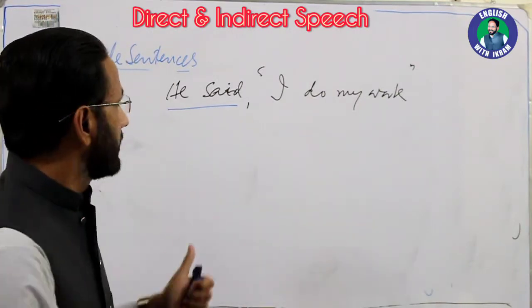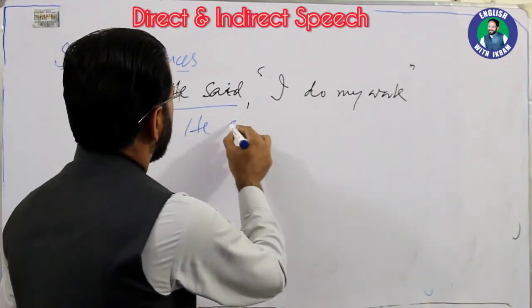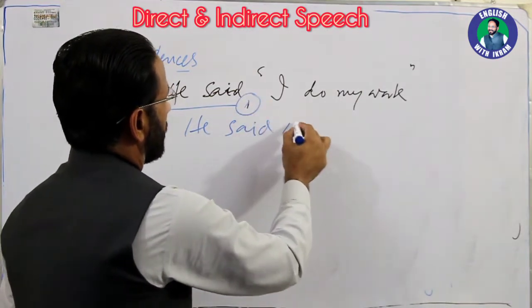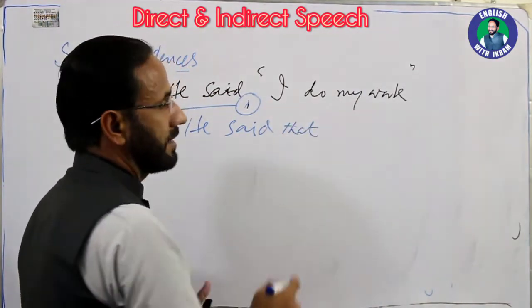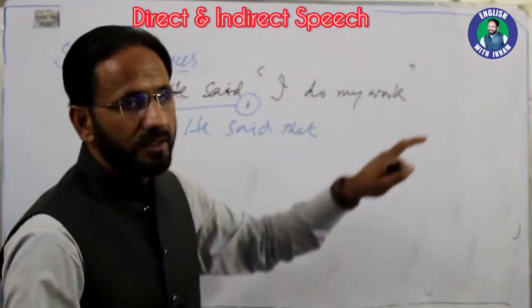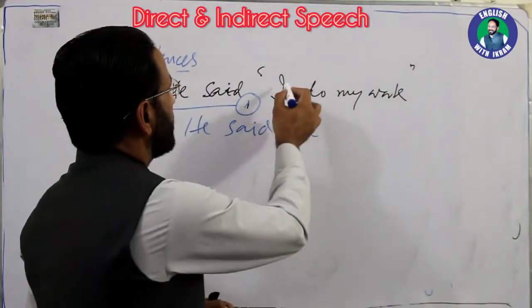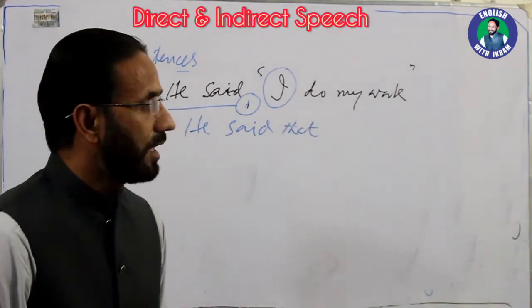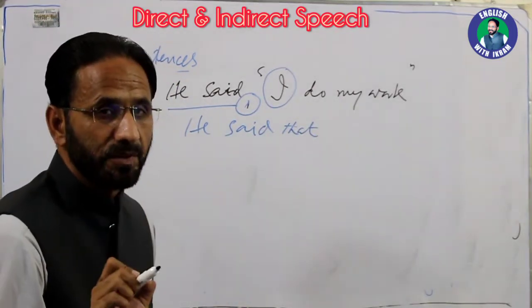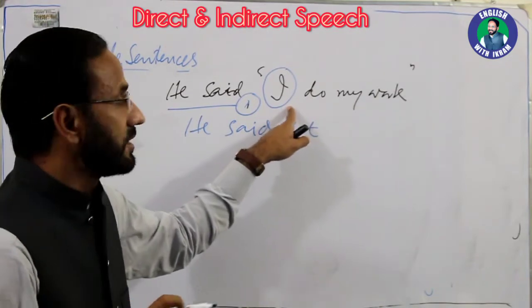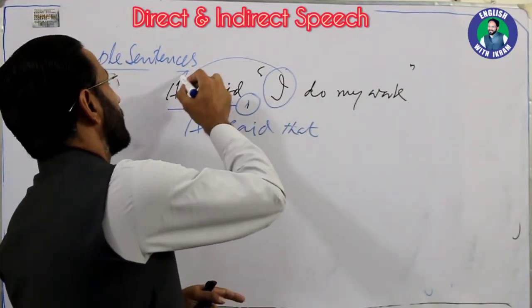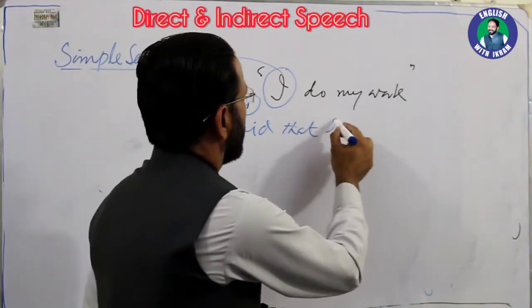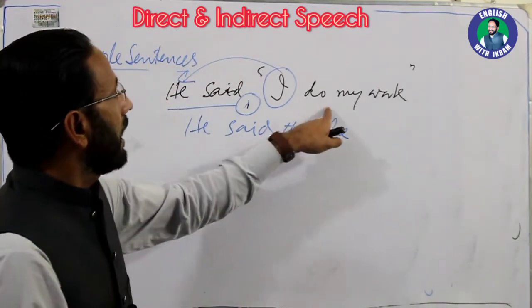Let's change this sentence. He said, I do my work. The first thing, we will remove this comma. We use that. He said that, these inverted commas are also removed. Then the first thing, subject pronoun. As I have discussed the rule, when there is first person pronoun, I and we, it will become the subject of the reporting speech. So kya ban jayega? He. Then, I do my work.